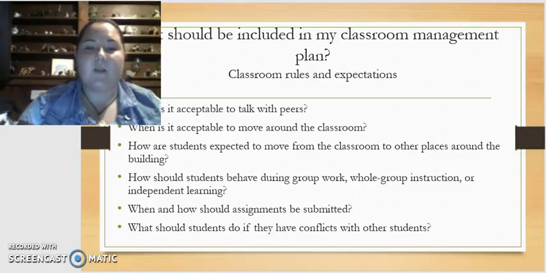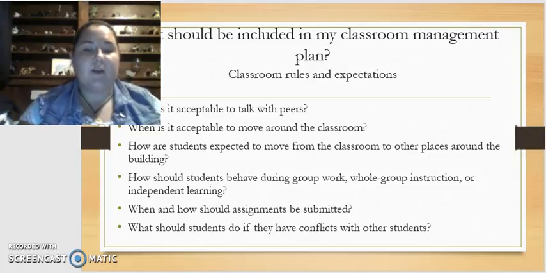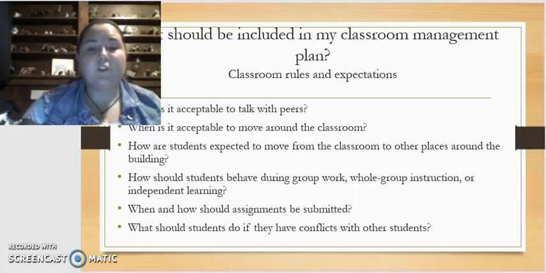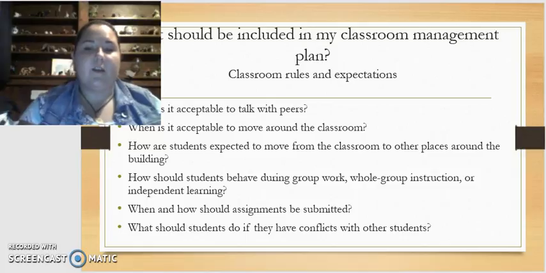When and how should assignments be submitted? Do you have a tray? Should assignments be checked before they're submitted? What should students do if they have conflicts with other students? Should they work it out by themselves, or should they come to you first?